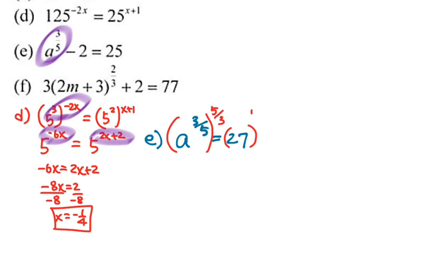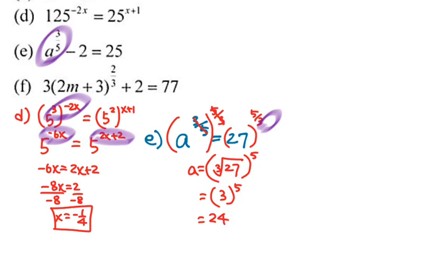Now, that means on the left side it becomes simply A. On the right side, I can rewrite it as the cube root of 27, because a denominator of 3 can be a cube root, and raise the entire thing to the 5th power. Then, yes, the cube root of 27 is equal to 3. Now we just have to raise that to the 5th power. Then we get 243. That becomes our answer.